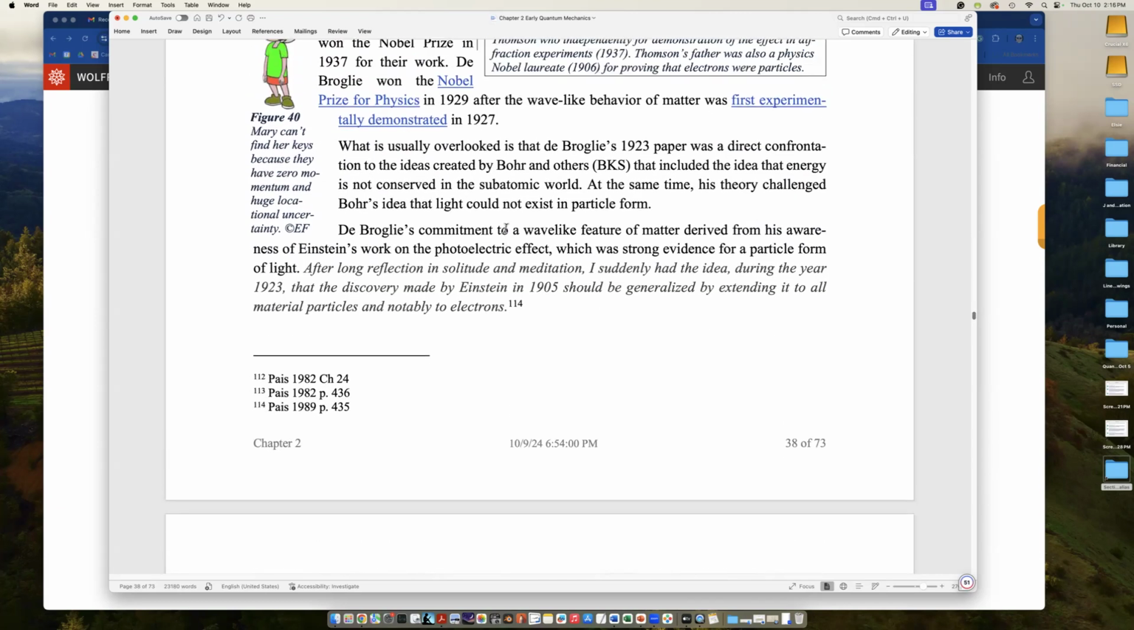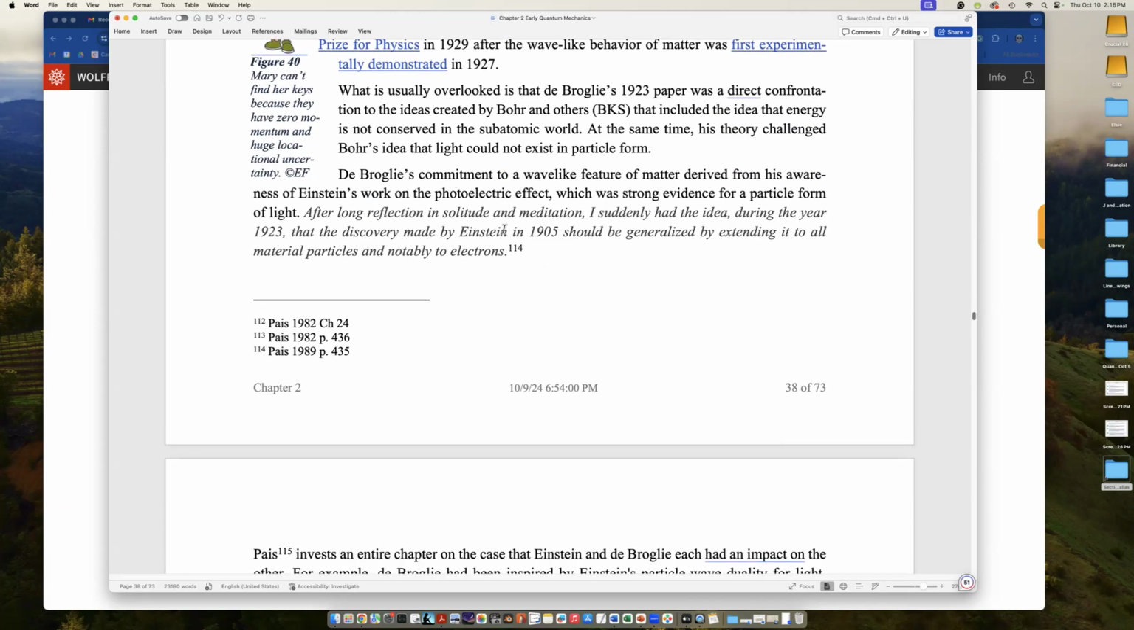Okay. De Broglie's effort was a major step forward in understanding quantum mechanics because he predicted wave-like features of matter, and the experiments that occurred just years later showed that he was right.